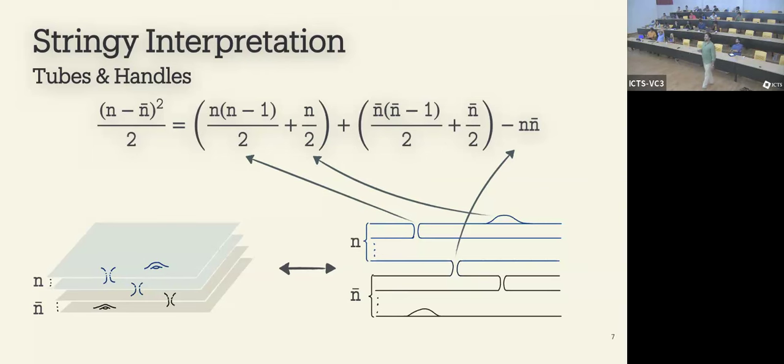The second kind of tube is within the same sheet. That's like a handle on a surface. There are only n possibilities, and you have this contribution. Similarly for n bar sheets, this is the n bar contribution. The most non-trivial part here is an n bar term, which is connecting between an oriented surface and an anti-oriented surface.